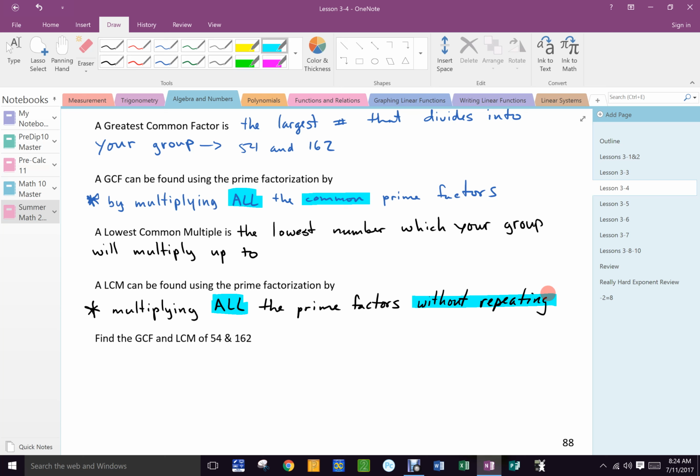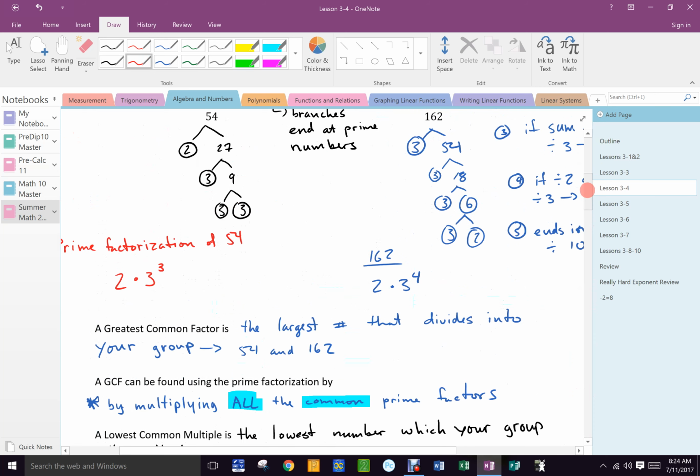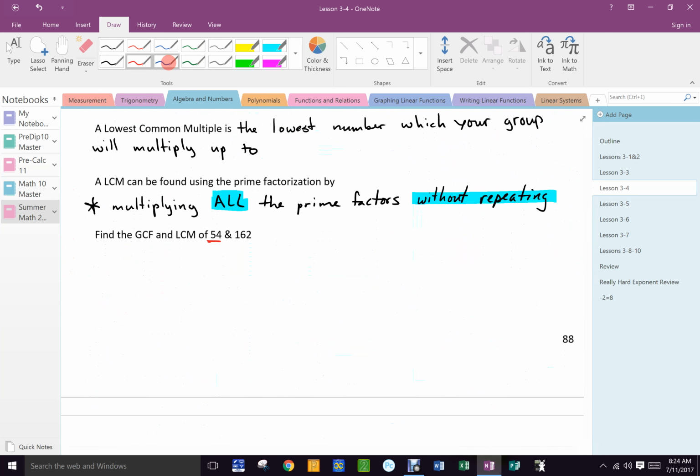We've already done the prime factors for 54 and 162. And what were they? 54 was 2 times 3 cubed, correct? And 162 was 2 times 3 to the 4th, correct?